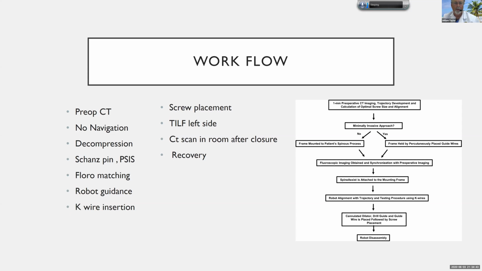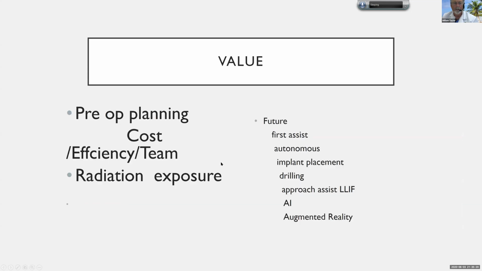So what we do in those cases, which is the most common thing that we do, pre-op CT. If we don't have a pre-op CT, we can do an intraoperative CT. We don't use the navigation. We'll do the decompression if we want to. We'll do it open, and then we'll put a pin into the PSIS. We'll do fluoro matching. We'll use the robot with a guidance anchored to that. We'll insert the K-wires and place the screws, and then do the T-lift. And then often we'll do a CT scan at the closure, and then the recovery. And this is sort of a general workflow over here that we use.